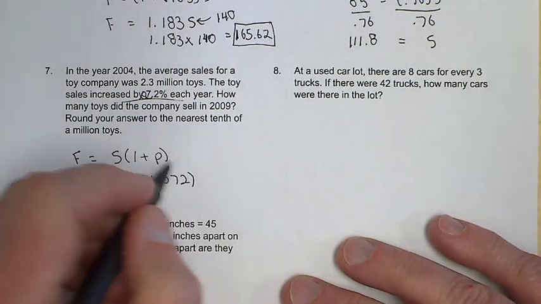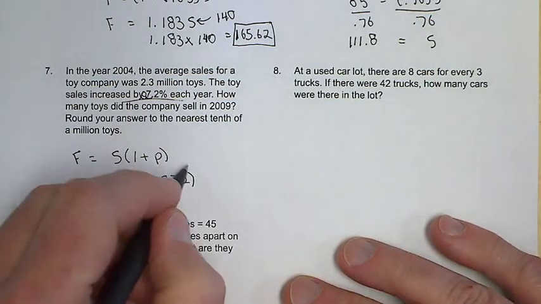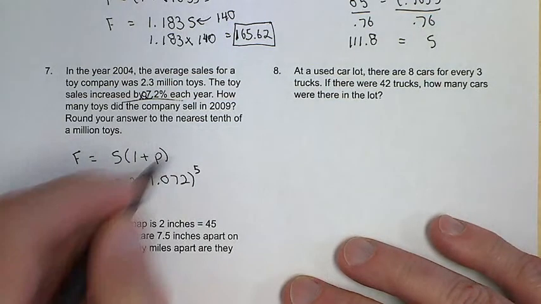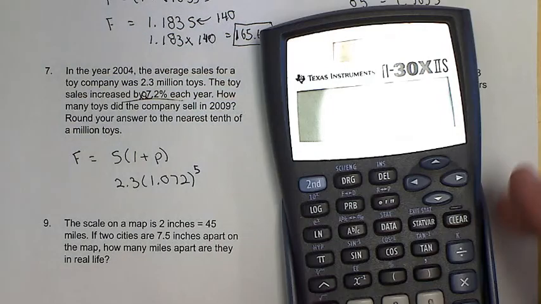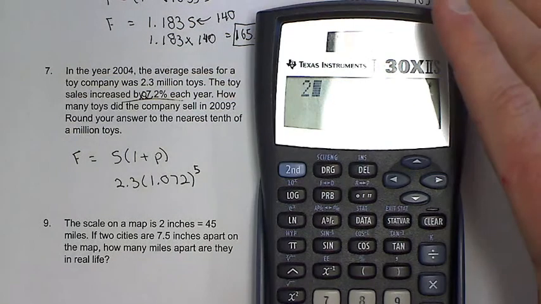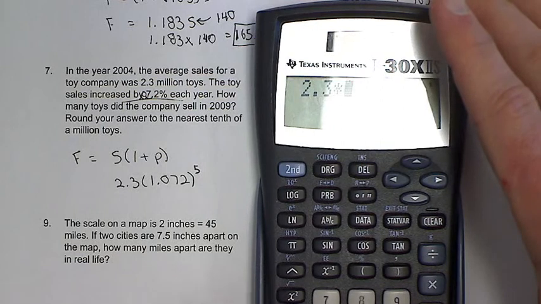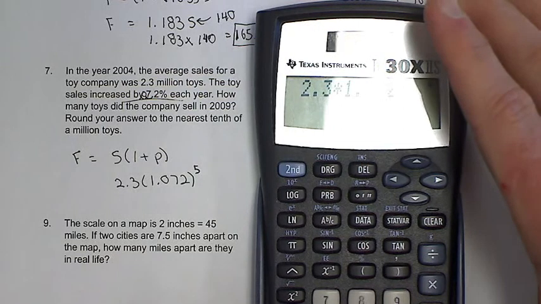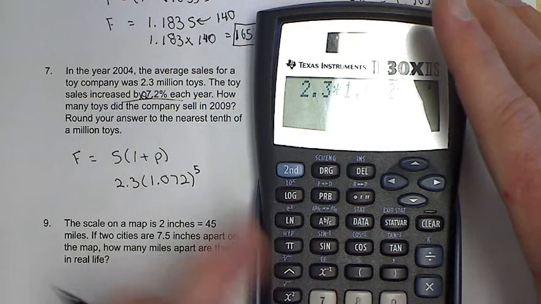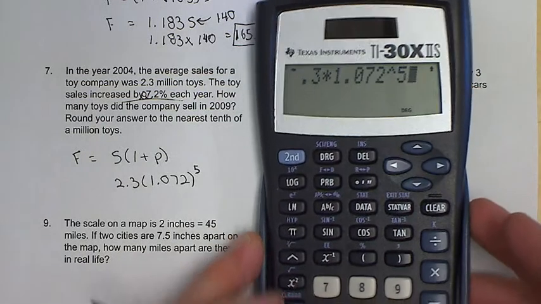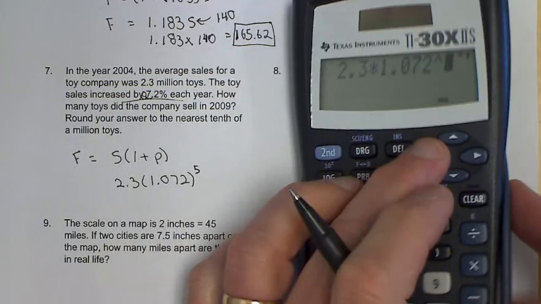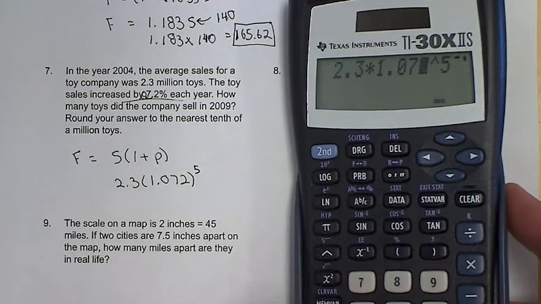And so we'll end up multiplying by 1.072 5 times, and this is going to be a lot easier to just put a fifth power there and do that multiplication. So when you type this into your calculator, 2.3 times 1.072 to the fifth power, your calculator knows to do order of operations correctly, and so if you just type it in there and press enter or equals, it'll calculate it for you.